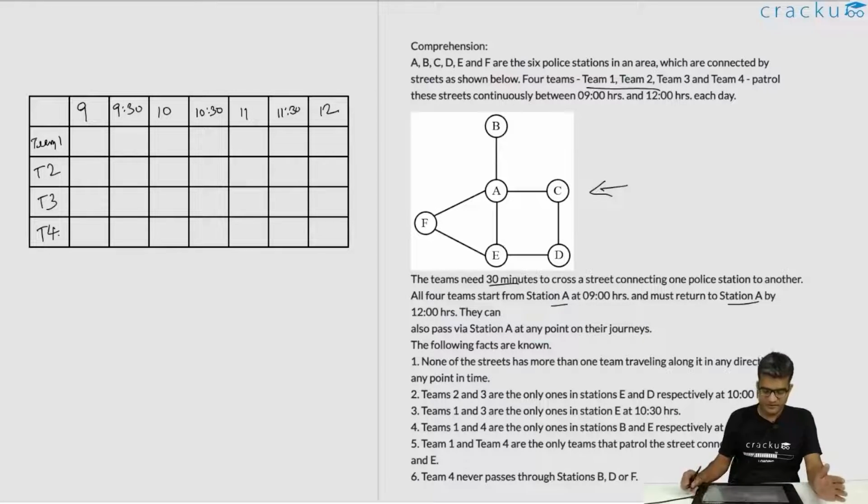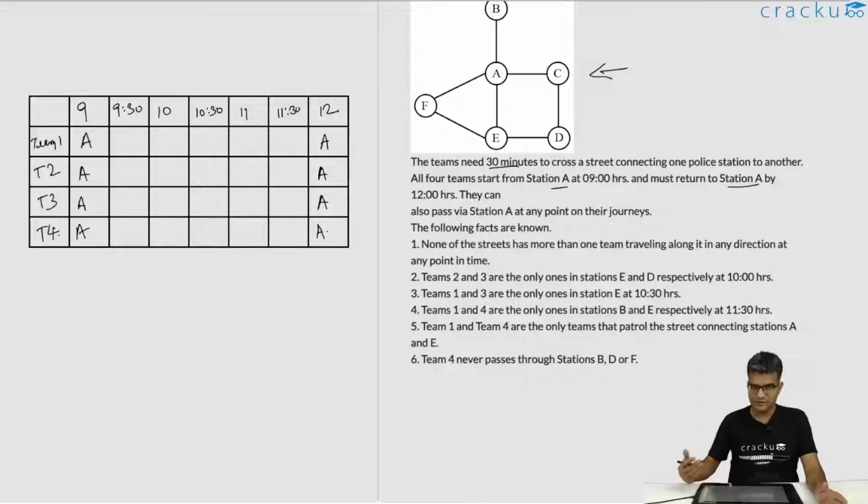At 9 o'clock, all of them start from station A. So this is A, and A. And at 12 o'clock noon, they all come back to A. So this is also A, and A. We are given some clues. Let us go through all the clues.